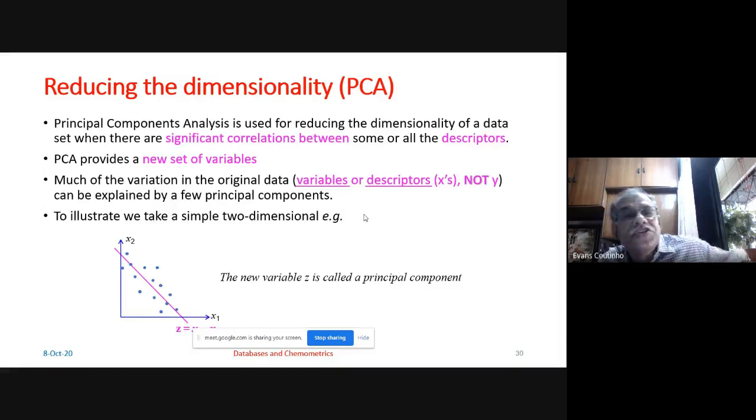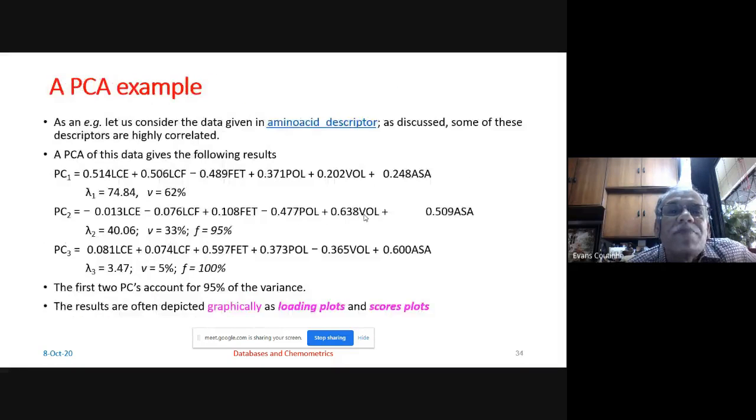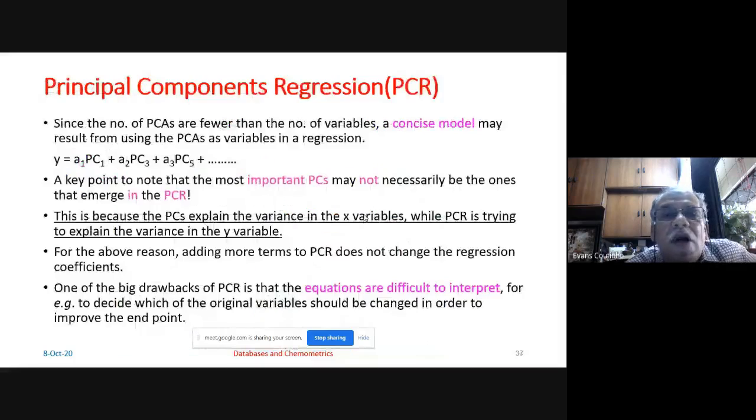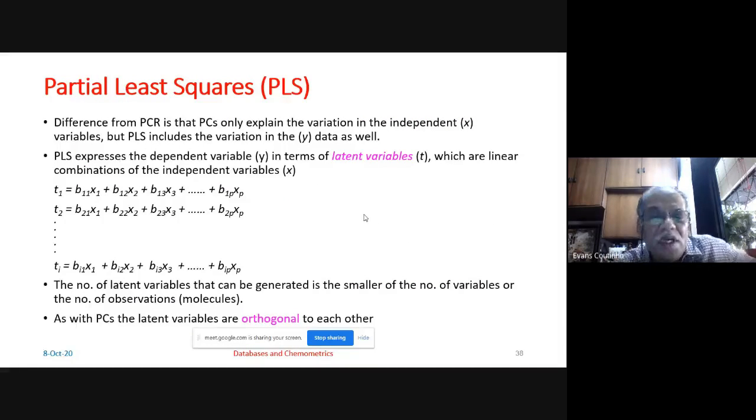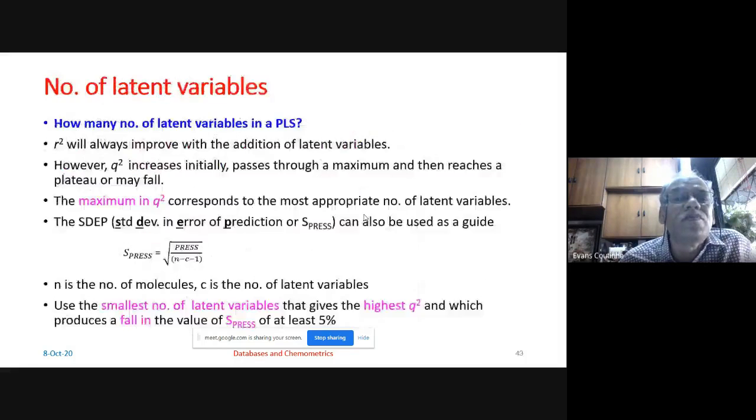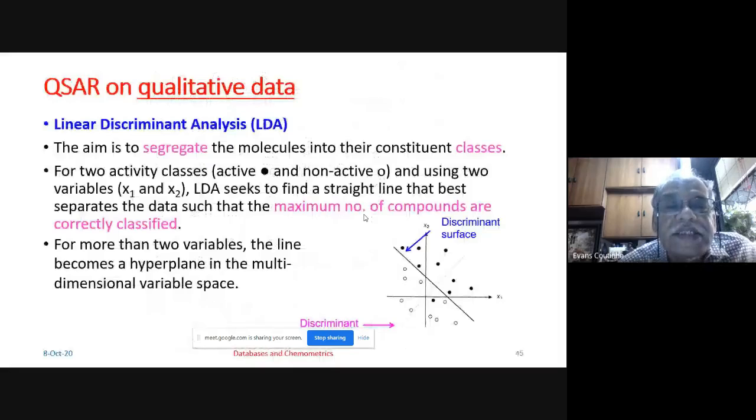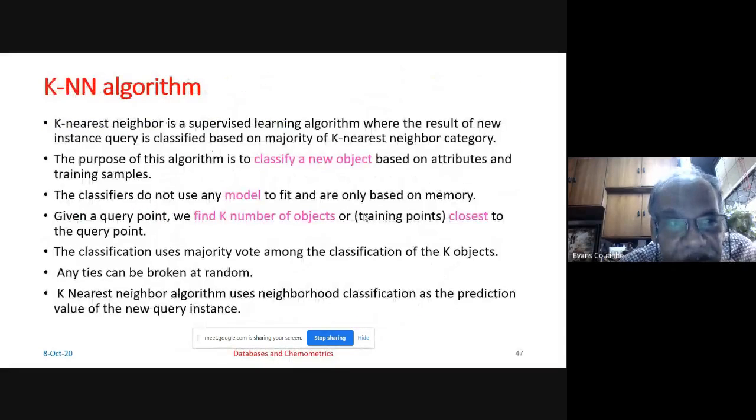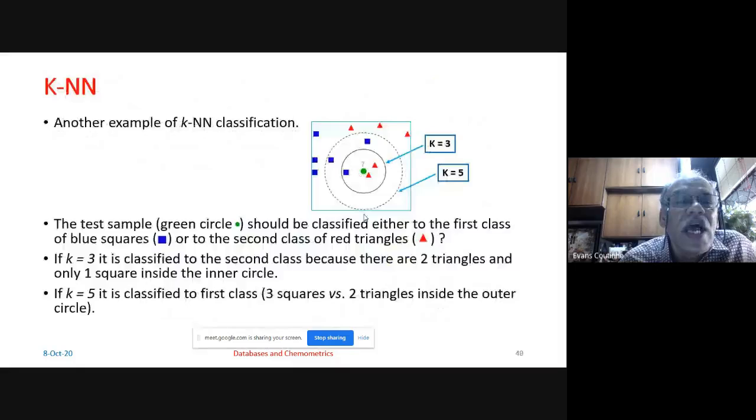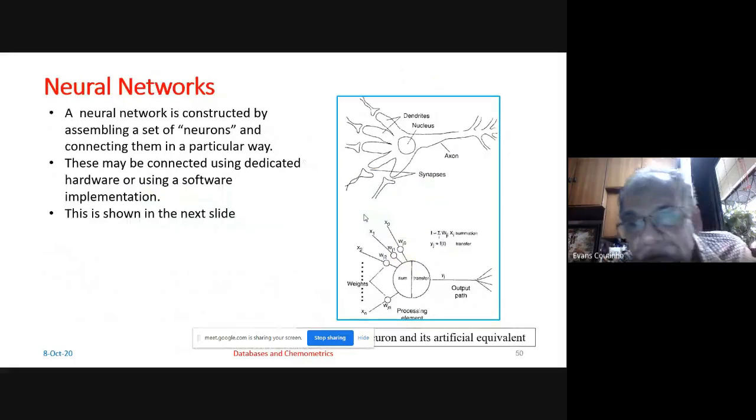I think Dr. Sandesh is going to talk about principal component analysis tomorrow, and I'm going to skip this. I have a lot to talk about. I thought I could cover a lot in 1.5 hours, but sadly not. I would like to have talked about linear discriminant analysis, the KNN algorithm, and more importantly, neural networks.